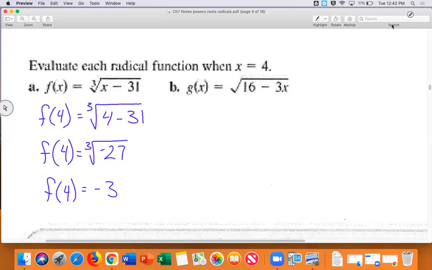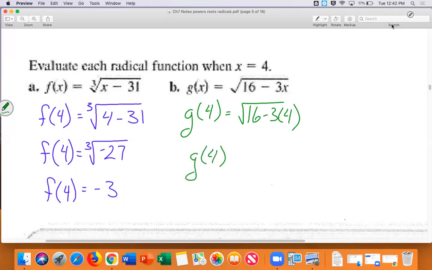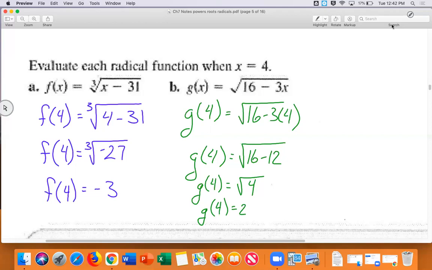Now for b, that says g of x, so we have g of x or g of 4 equals the square root of 16 minus 3 times 4. Well, 3 times 4 is what, Jake Stevens? And 16 minus 12 is what, Jake Stevens? What's the square root of 4? Thank you. And I didn't put a plus or minus, so I just want the answer of 2.